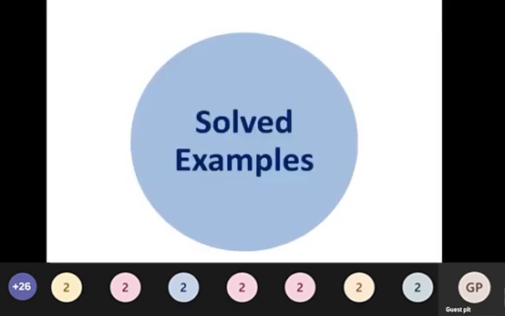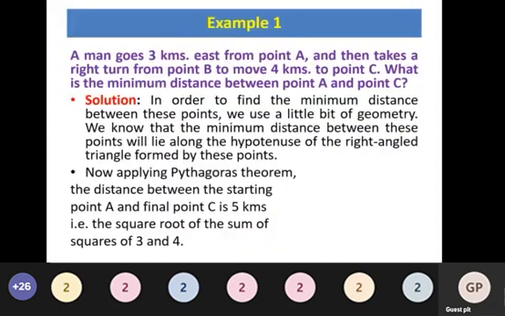Now we'll go for some solved examples. A man goes 3 kilometers east from point A and then takes a right turn from point B to move 4 kilometers to point C. What is the minimum distance between point A and point C?